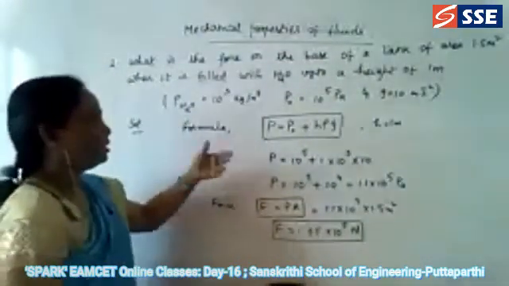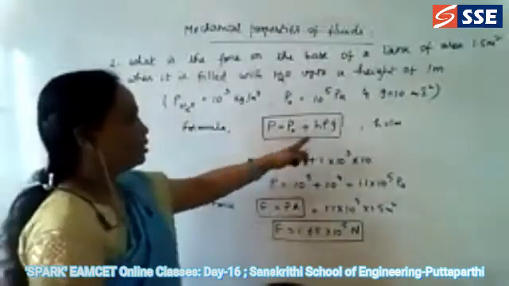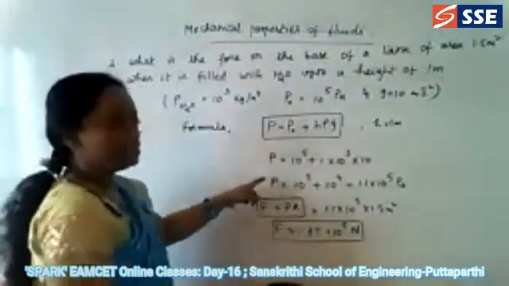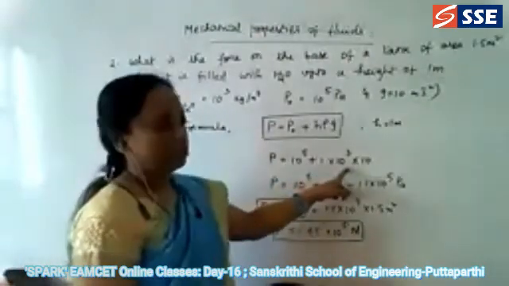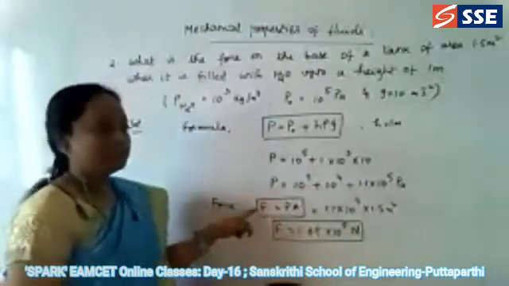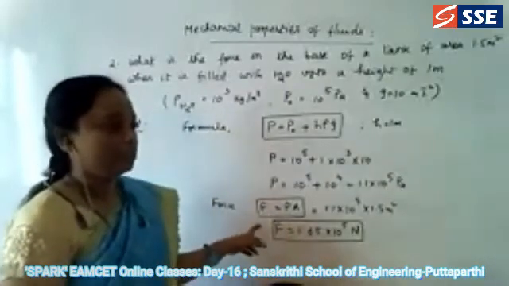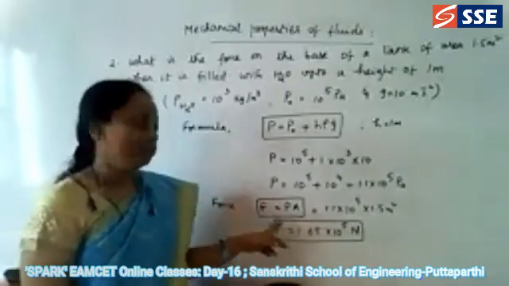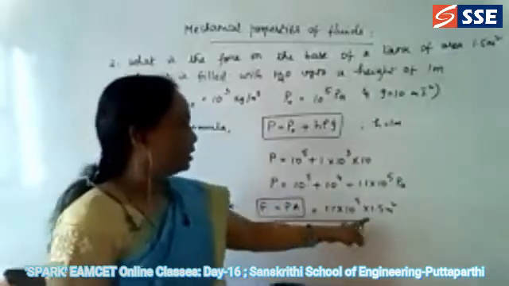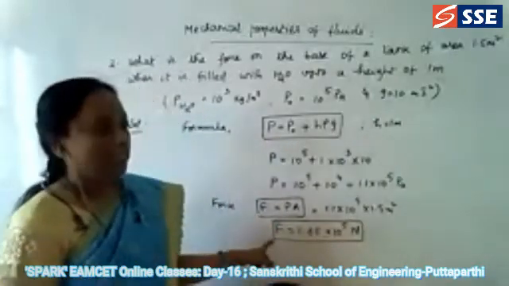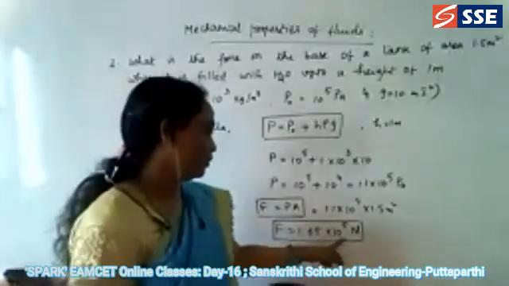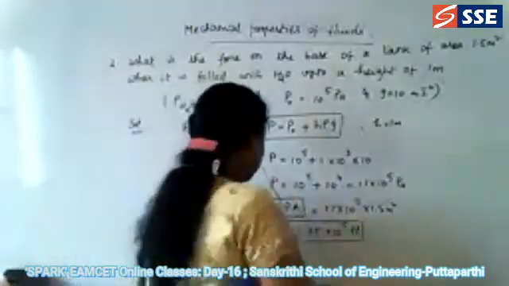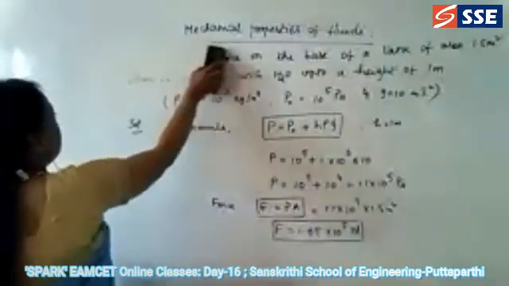So pressure P is equal to P naught plus H rho G, and P is equal to 10 power 5 plus 1 into 10 cube. If you are substituting here, then in this case force F is equal to P into A, where A is 1.5, and therefore F is 1.65 into 10 power 5 Newton. Okay. If it is over, then I'll remove this one.